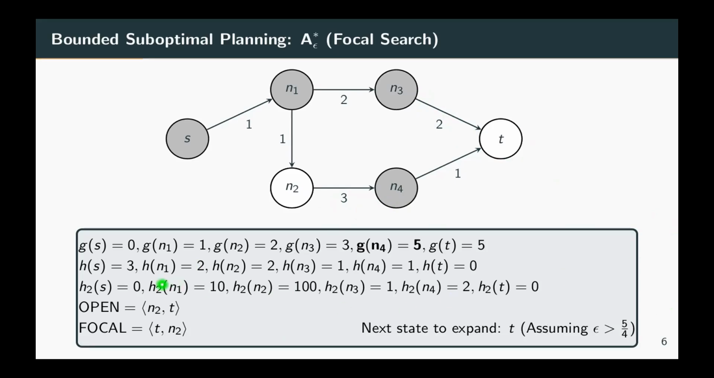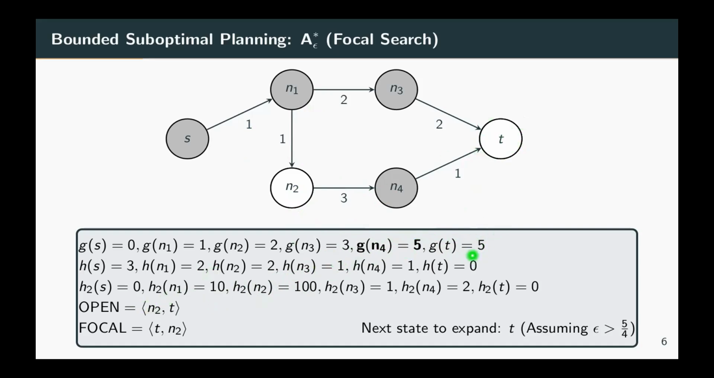Okay, so we can see that in open, we now still have N2 from the previous state, and we also have T. And now we added T, which means we can compute its G value now, which will be 5, which is just the sum of the path. Actually, we should have probably highlighted T here, which is 5. And N4, we haven't expanded yet. So we actually don't know the cost. But G of T is 5.